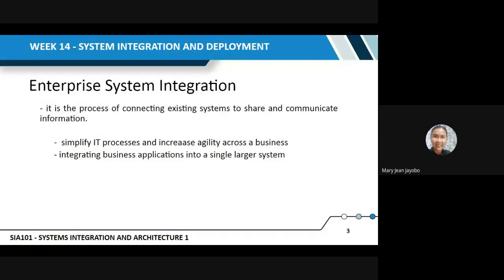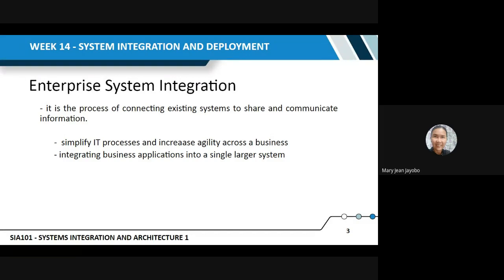But in the big companies, they really hire people to analyze what the needs of the system are for future functions, for future integration. So, now, we have here enterprise system integration.